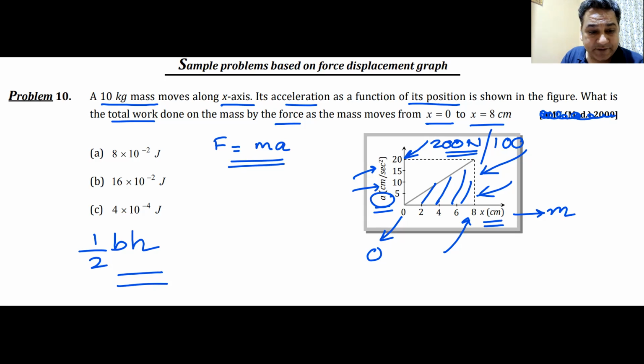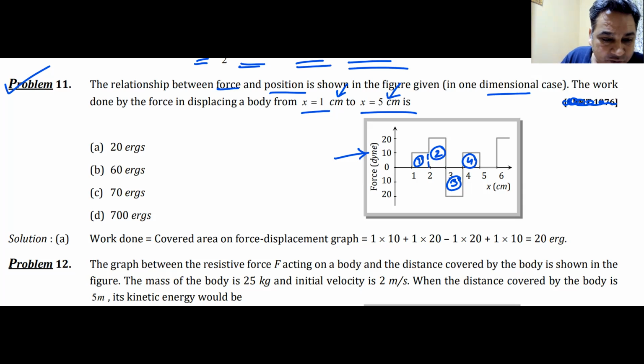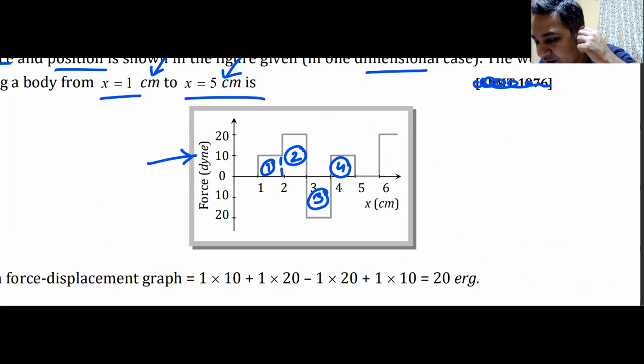What about question number 11? Have you done this question number 11, anyone? So how do I do it? I break it into small areas. So the first area is this one, area number 1, area number 2, area number 3, and area number 4. Do we all understand these areas? I've broken it into small areas, 1, 2, 3, and 4. I made it bigger so that you can see it.